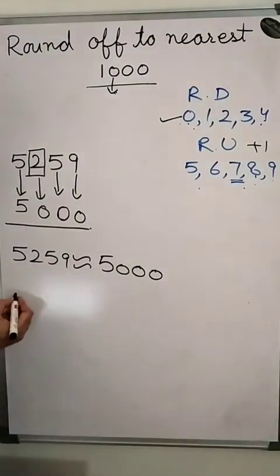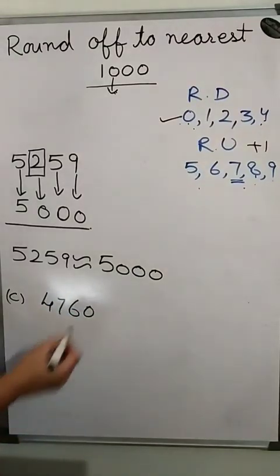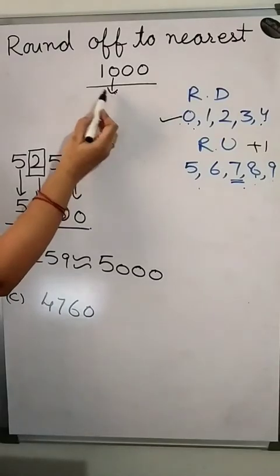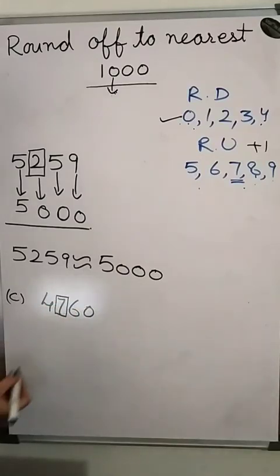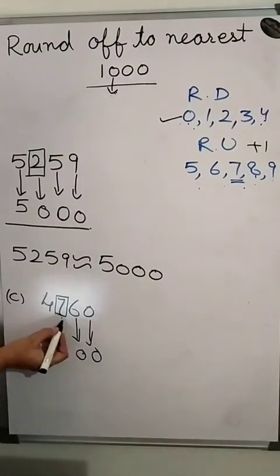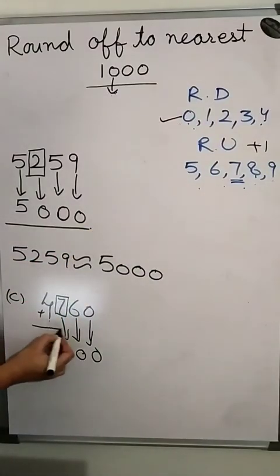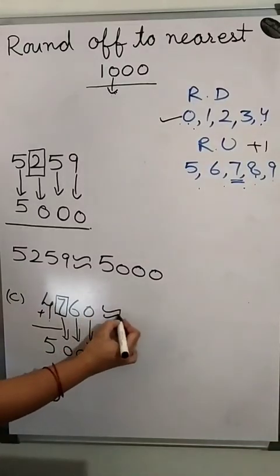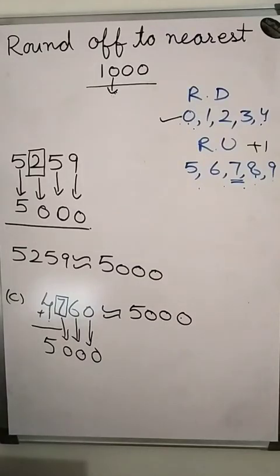I am taking one more example, that is 4760. Which number do we check? We are converting into the nearest 1000, so we check this number 7 here. 7 is from which group? 7 is from the second group. So in place of this put 0, in place of this put 0, and here also you put 0, and here you add 1, because we are rounding up. So this is equivalent to 5, so it is nearly equivalent to 5000. Right everyone?